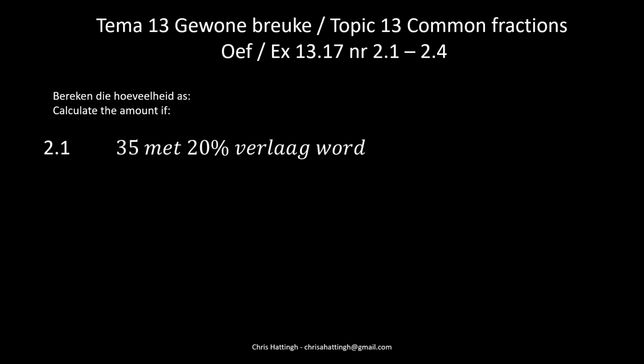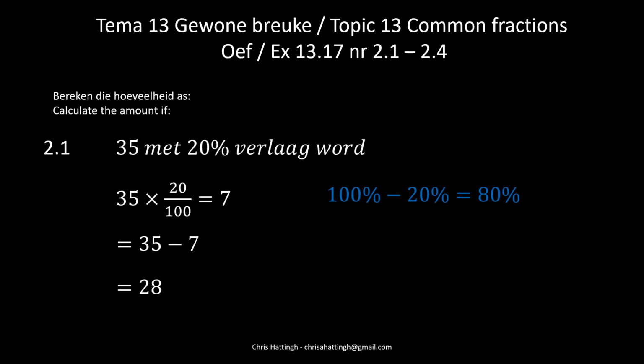Number 2, calculate the amount if 35 is decreased by 20%. So calculate 20% of 35, which is 7, and subtract the 7 off 35. That gives you an answer of 28. Alternatively, you are looking for 80% of 35. So 35 times 80% will give you 28.